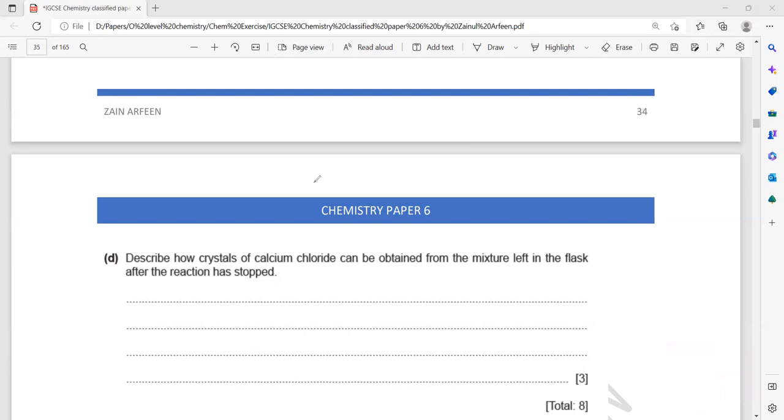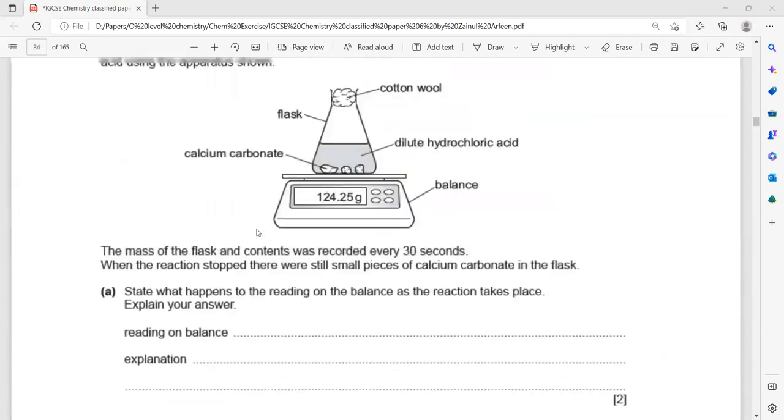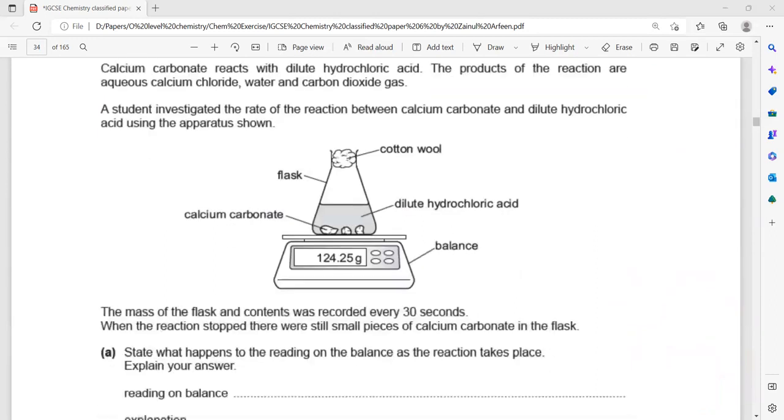So this was a question from chemical reactions, question 3.